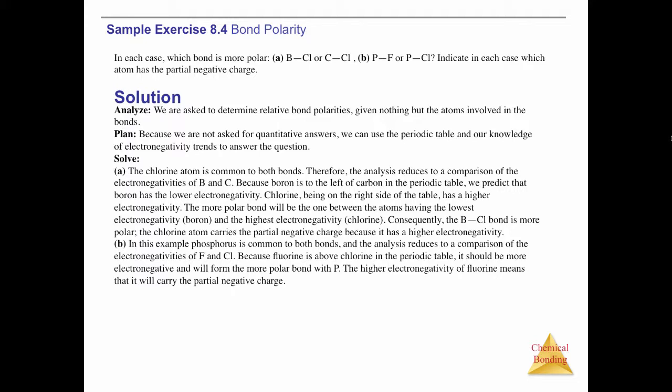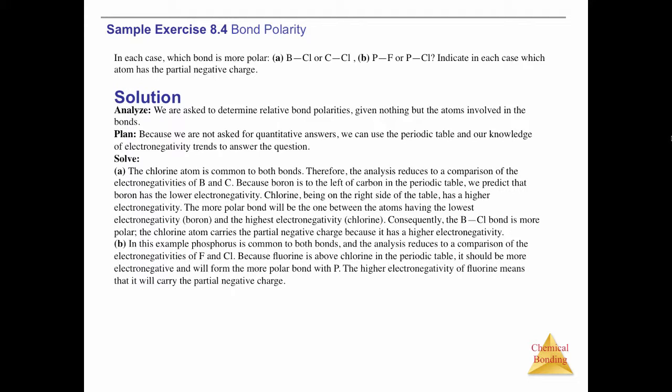The more polar bond will be the one between the atoms having the lowest electronegativity and the highest electronegativity. Consequently, the boron to chlorine bond is more polar. The chlorine atom carries the partial negative charge because it has a higher electronegativity. So once again, we're looking for the greatest difference in the electronegativity values.